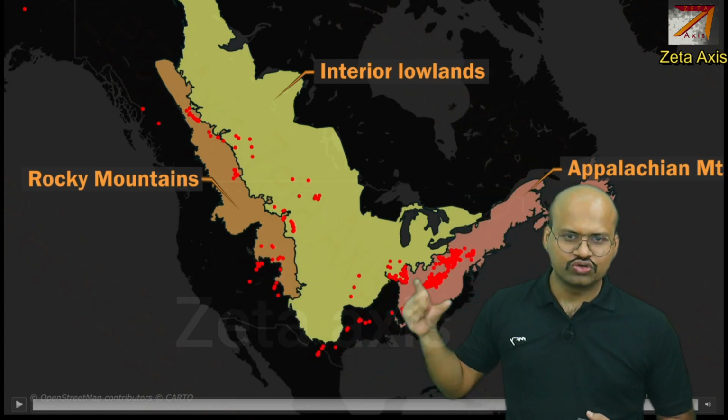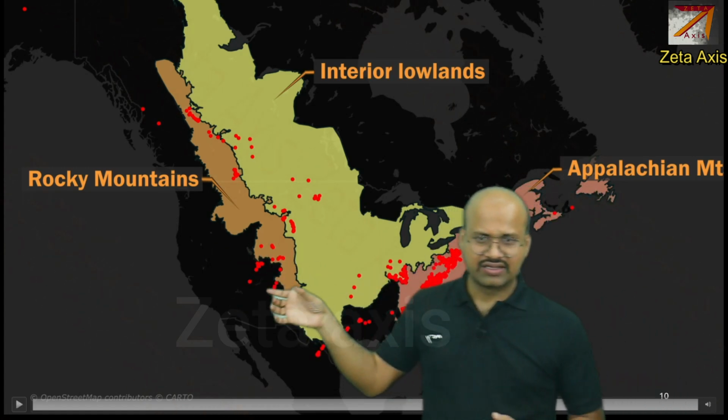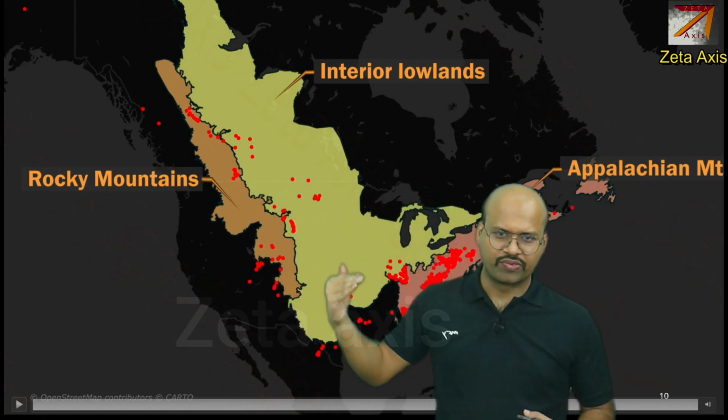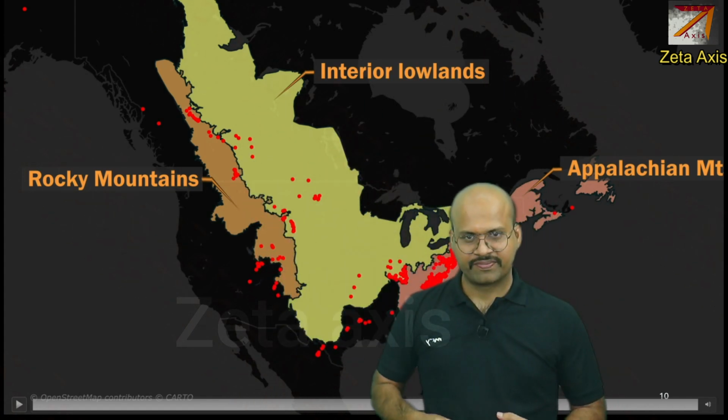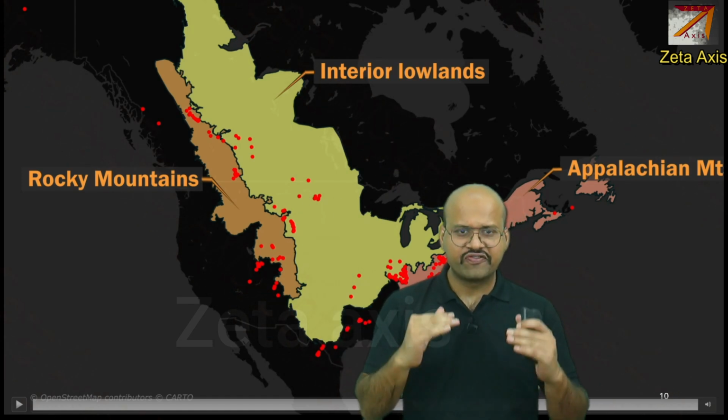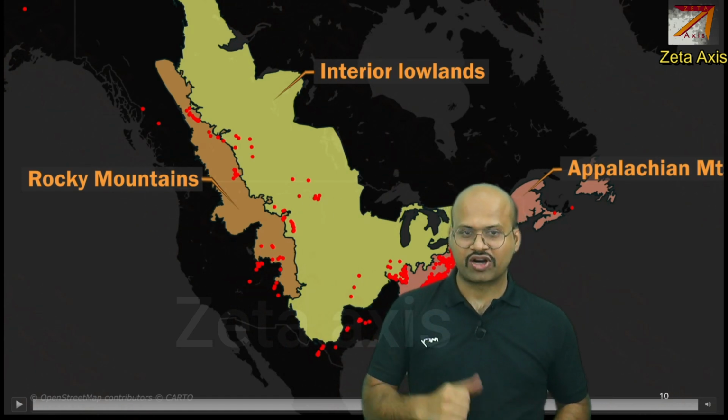So the coals are found across these three regions. We can see a very huge concentration over here, then concentration in the Rocky Mountains, and then we find some coal deposits in these interior lowlands. Moreover, these deposits that we see over here are also of inferior quality, which we will see in the later part of this video.